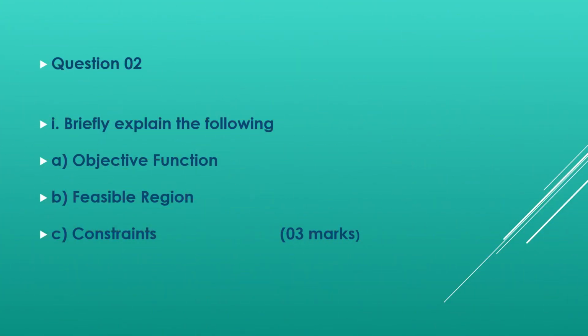In 2020, the examiner has focused on the theoretical aspect in the first part of the question. Here the examiner asks the student to explain three theoretical concepts, that is objective function, feasible region and constraints. But here the examiner expects you to write a brief explanation. Since it is 3 marks, no need to elaborate much.